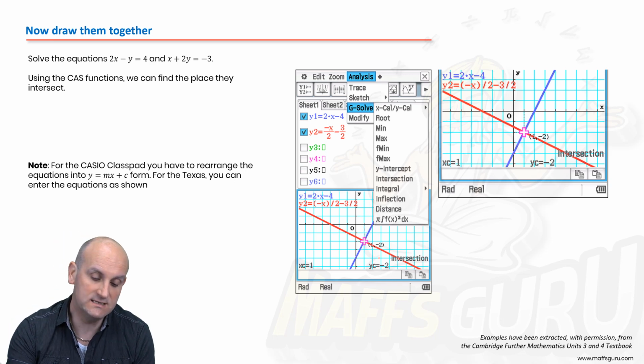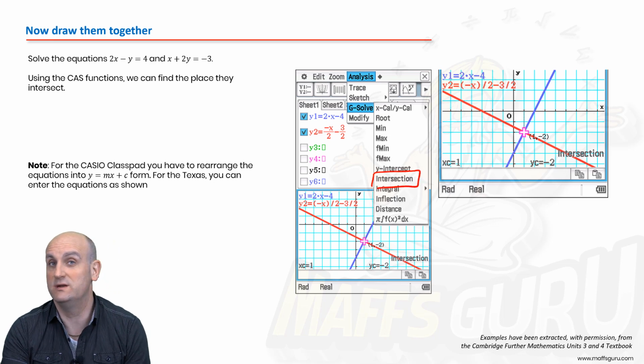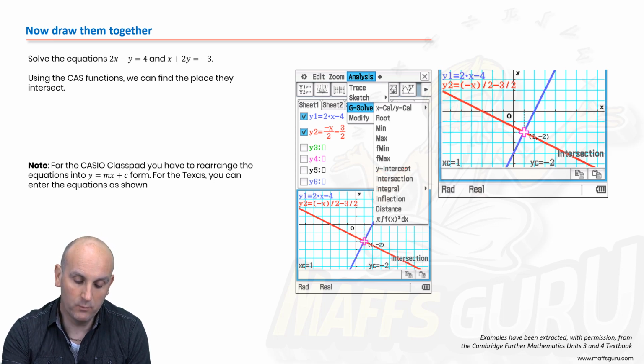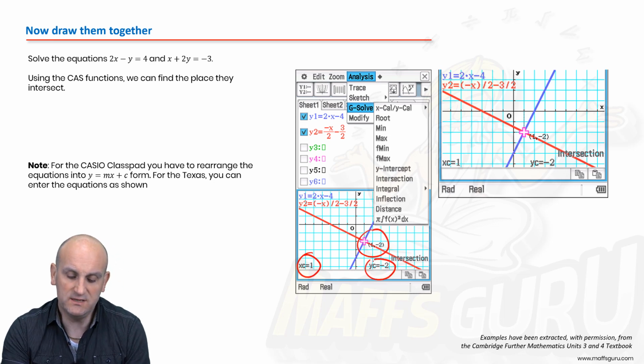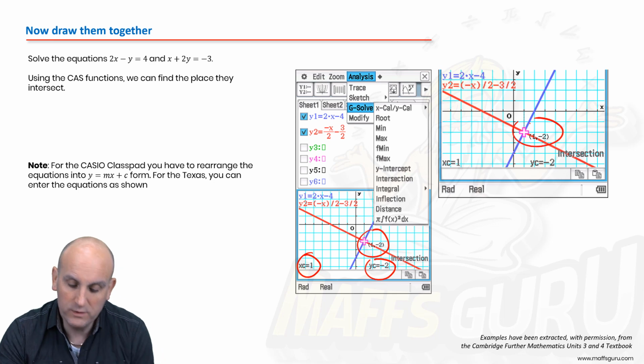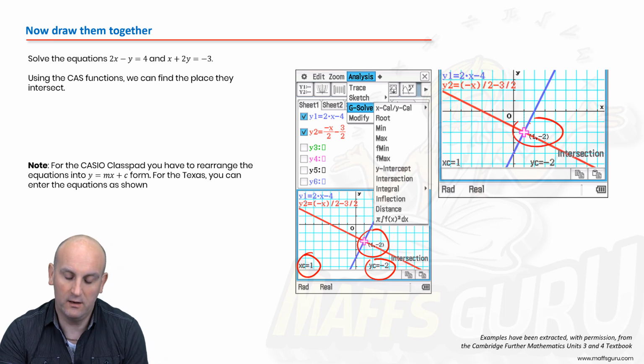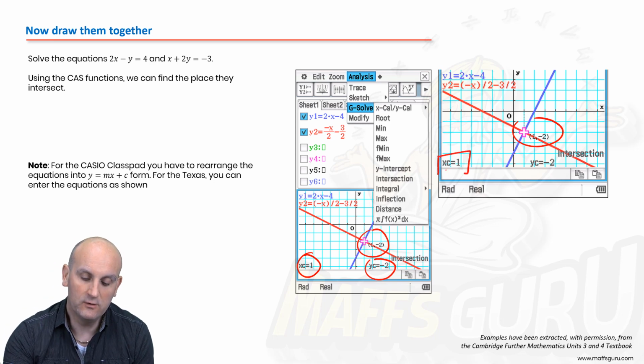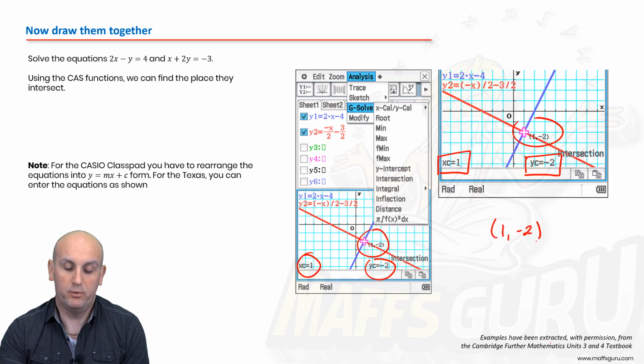So I can hit Analysis, G-Solve, and then Intersection. Because when I'm looking for an intersection, what is that? That's just a point where they cross. Yeah, that's what an intersection is. And what you'll notice is it comes up with a coordinate value here, but it also comes up with it here. Sometimes I think, what a stupid place to put the coordinates. It's actually crossing through that line. You have to have really good eyesight to be able to see that. But also what they're saying is your x value is 1 and your y value is minus 2. So they cross at the point 1 comma minus 2.